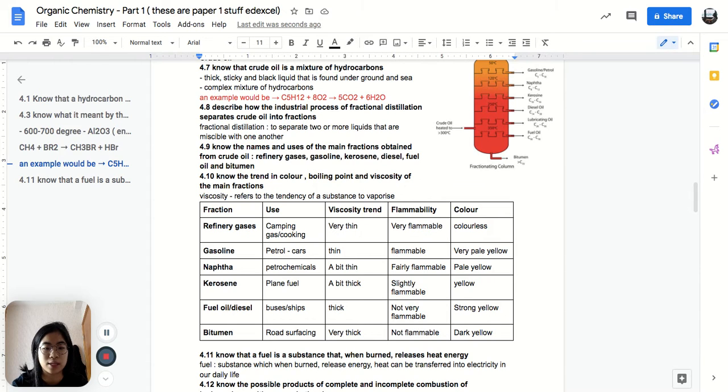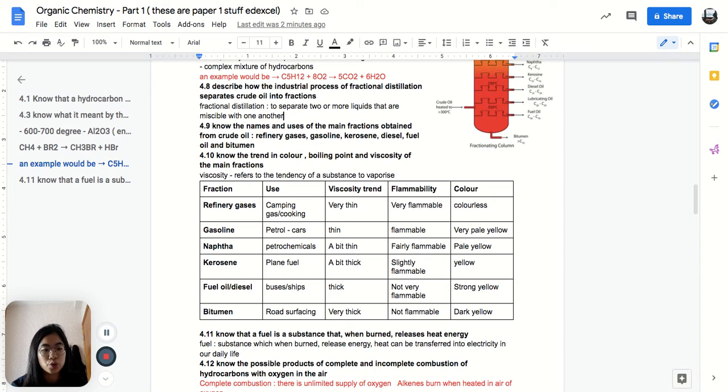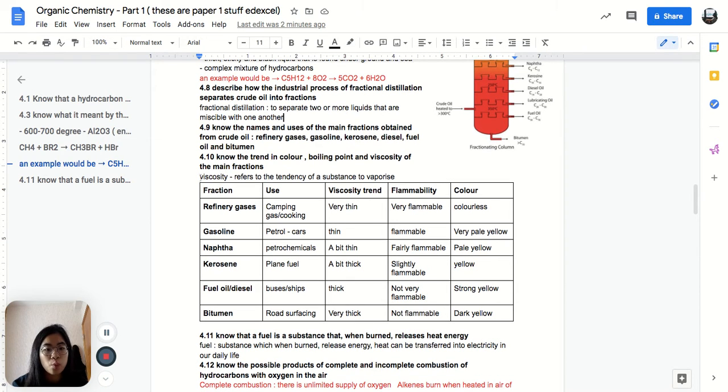I will talk about 4.9 and 4.10 together so that it makes sense. 4.9: know the names and uses of the main fractions obtained from crude oil; these are the examples that you've got to know. 4.10: know the trend in colour, boiling point, and viscosity of the main fractions. This is basically the graph that you need to know for these two points. What is viscosity? You probably have no idea, but it refers to how thick or how thin a substance is.